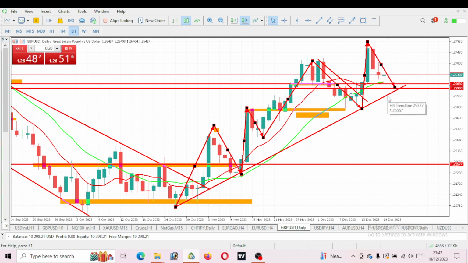So let's see how it does. There's every possibility it might not come to tap it. There's also the possibility that it might come to tap it. But let's see how the market does. Then we'll give you guys an update.